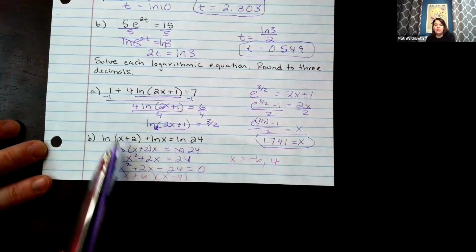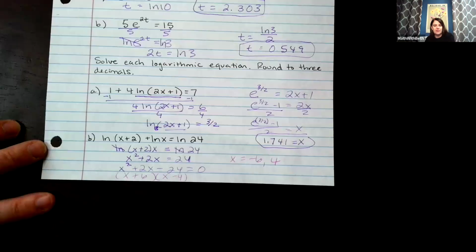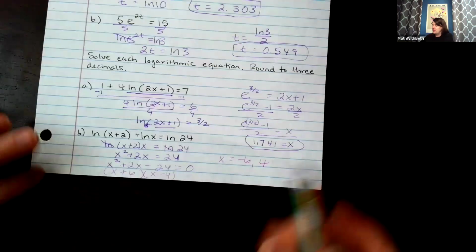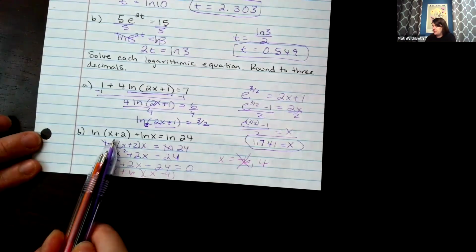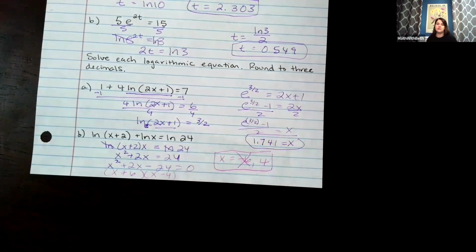You need to make sure that if you plug those in, you would never be taking the log of a negative number or 0. It has to be positive. So -6 plus 2 is -4. So that will not work. 4 plus 2 is fine. A 4 here is fine. So my only answer to this will be 4.